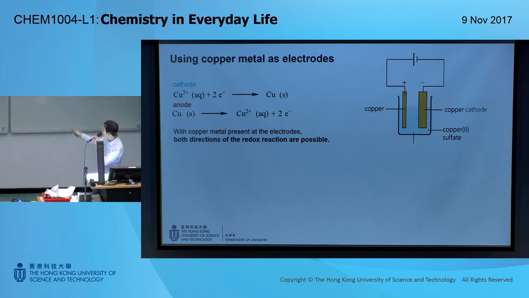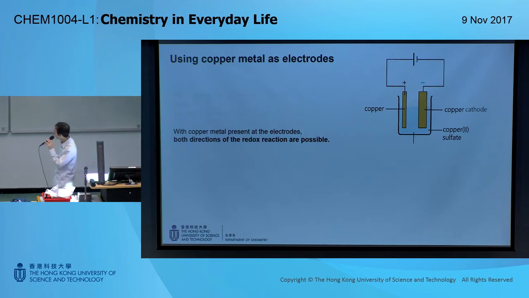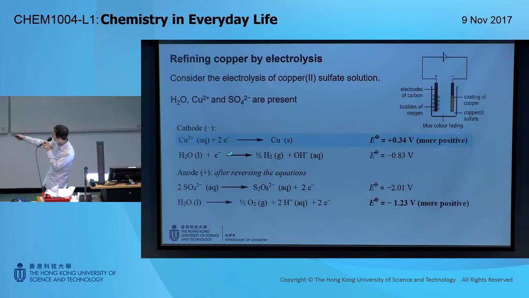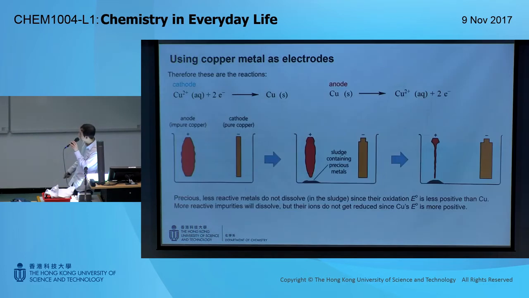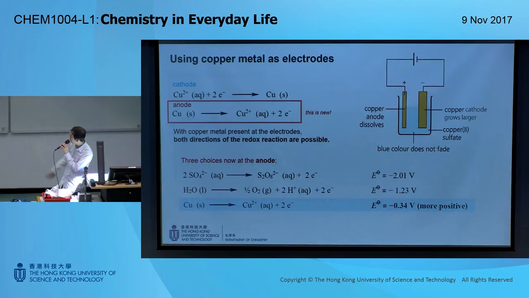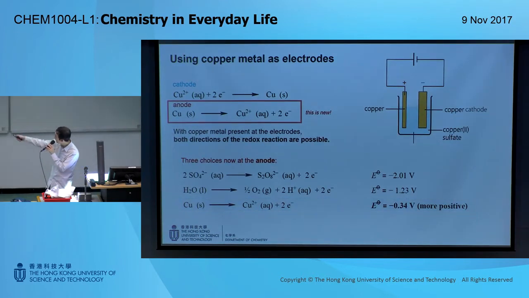But at the anode, we have a new possibility. Previously, with the carbon electrode, we only had water, copper 2+, and sulfate ions present. The carbon rods do not take part in the reaction. But here we have copper metal, so we have a new possibility of oxidizing the copper metal. Copper metal can be oxidized into copper 2+, losing 2 electrons. This is the new choice. We didn't have this before if we didn't have copper metal at the anode. So by having copper metal there, we have to check the values.